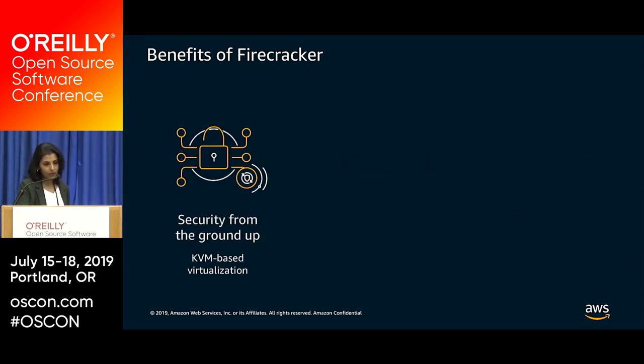So let's look into what that means. Security: Firecracker VMs use KVM-based virtualization that provides enhanced security over traditional VMs. This ensures that workloads from different end customers can safely run on the same machine. And because of the minimal device model, it also reduces the attack surface on the microVMs.